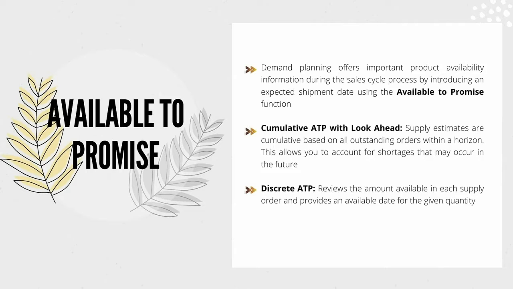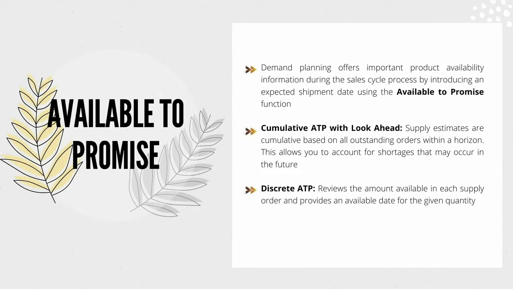The second option is discrete available to promise. The discrete method reviews the amount available in each supply order and provides an available date for the given quantity. Now, these supply calculations are based on future dated non-posting transactions, such as purchase orders, sales orders, and work orders. These supply calculations offer added visibility for both purchasing and sales departments into the projected ship date of goods during the ordering process.